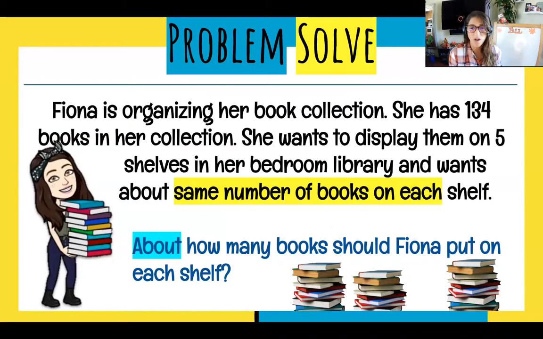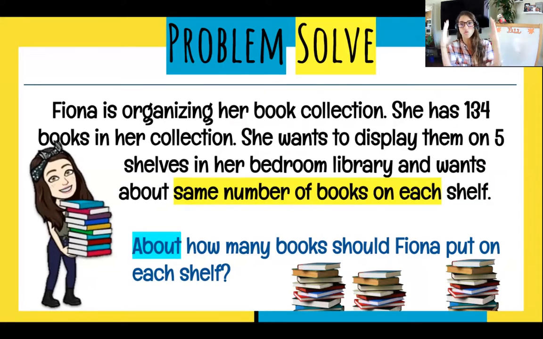134 books. So altogether, she's got 134 books. And how many shelves does she have? 5 shelves. Okay, so I'm picturing my bookshelf. I've got those 5 shelves, and Fiona wants to make sure that she is going to be able to organize those 134 books. They're not all going to fit on one shelf, so she's splitting them into 5 shelves.